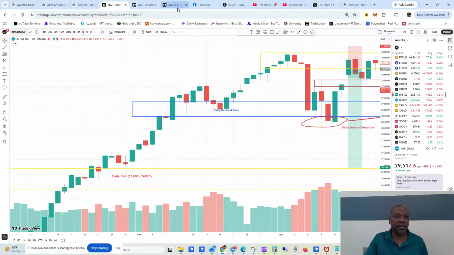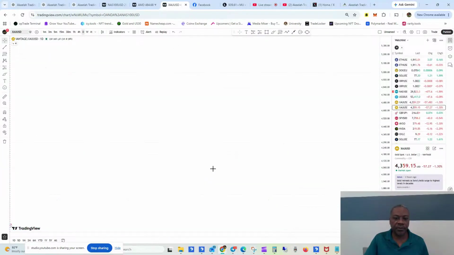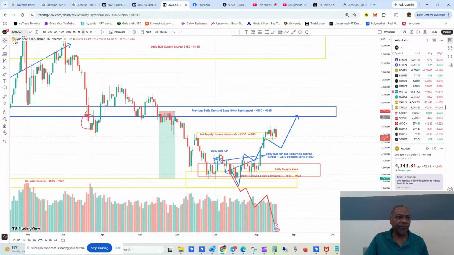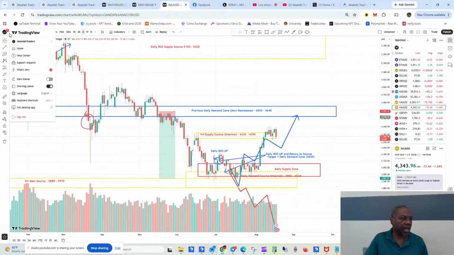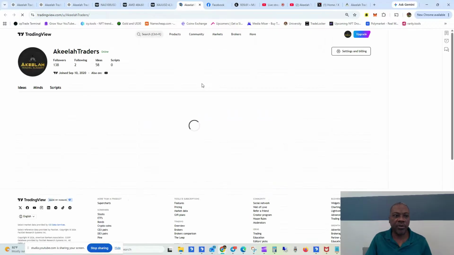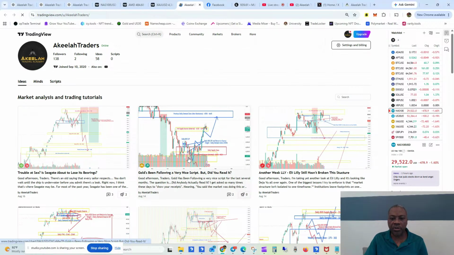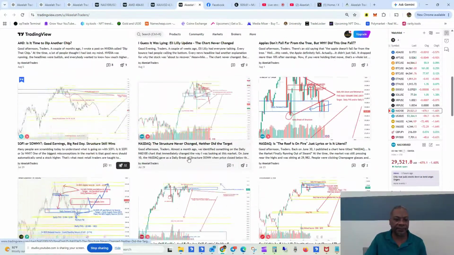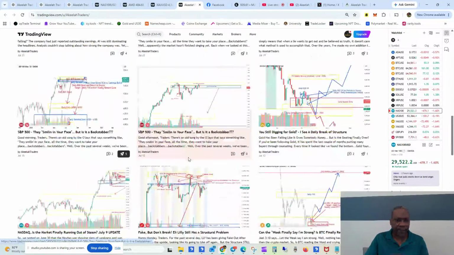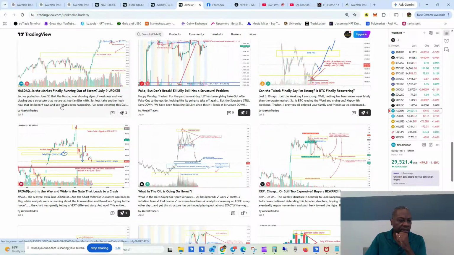And so I'm going to take a look at how we first set this structure up here, and to do that, I'm going to go into TradingView. I've mentioned this a couple of times: if you folks are not following us already on TradingView, please do so. You can see a lot of the ideas and things that we post at Akeelah Traders. So I'm going to go to the look that we had on the Nasdaq back then, and that would have been here around July 9th.